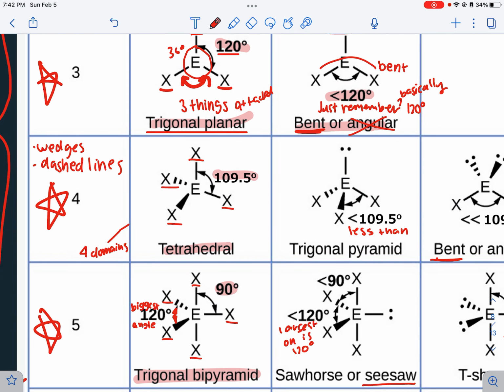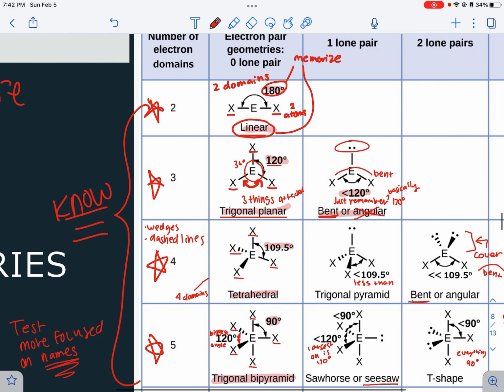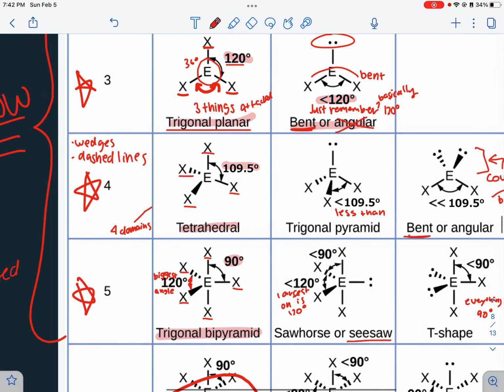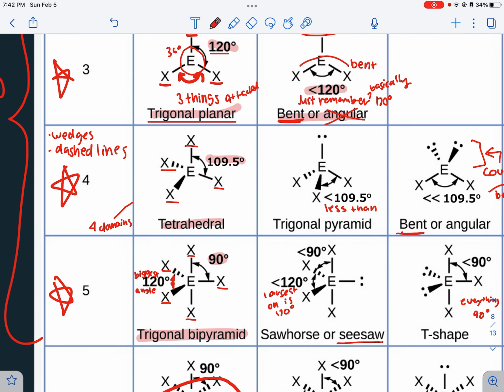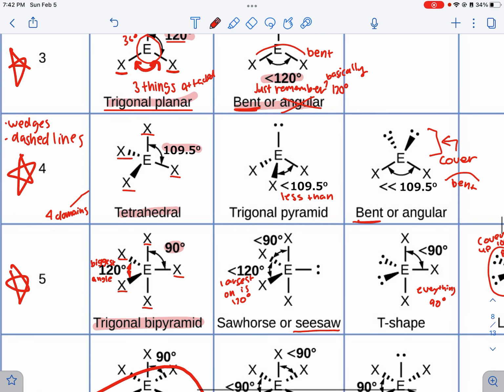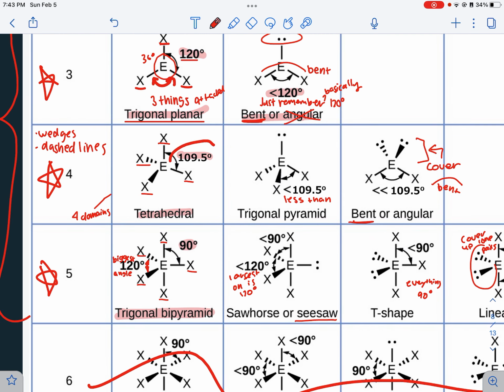Okay, so now we're getting into actual 3D stuff, right? The tetrahedral is when there's 4 domains. As you can see, it's pretty common, I think, from what the homeworks and the IPs were. Trigonal pyramid and bent are lone pair shapes as well. You need to know this one's 109 degrees everywhere, no matter where you are. This one's less than 109 degrees everywhere.